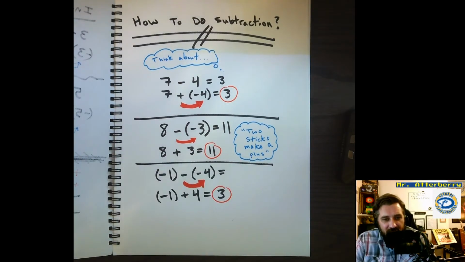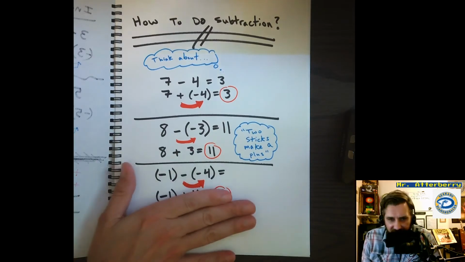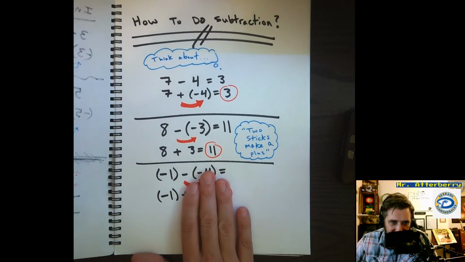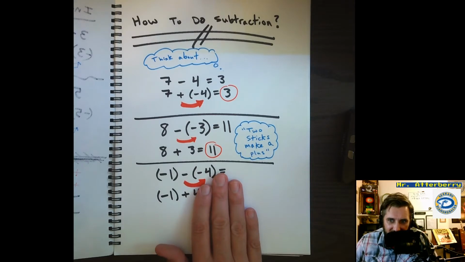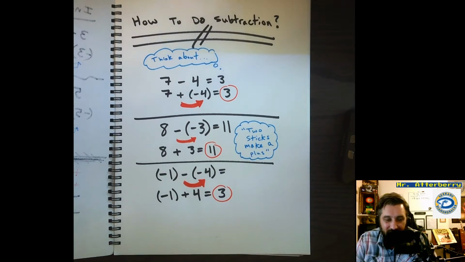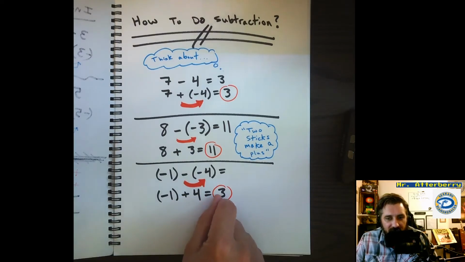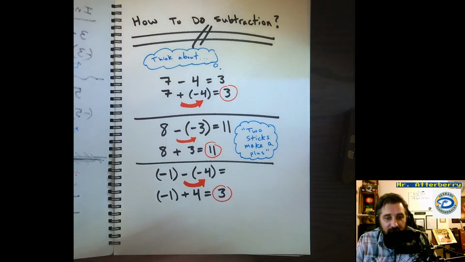So let's take a look at this last one here, and I'm actually going to add one more problem at the end. So negative 1 minus a negative 4. Remember our rules. Keep the first number, change the subtraction to a plus, and then change the sign of the second number. So that negative 4 becomes a positive 4. And now we have negative 1 plus 4, which equals 3. Different signs, subtract. 4 minus 1 equals 3. The bigger number is positive 4, so the answer is going to be positive, so it's a positive 3. We're done.